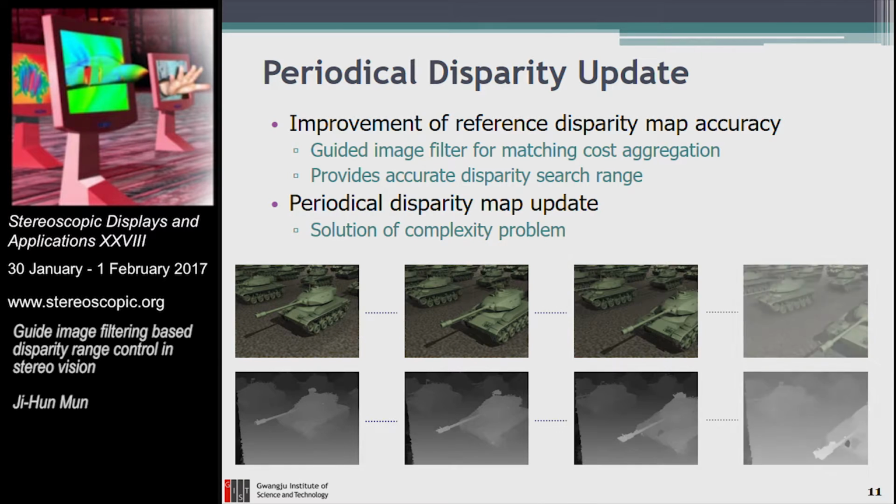The periodical disparity map update is indicated in these figures. If you apply periodic updating of the reference disparity map, then you can get an accurate disparity map as a reference disparity map. Because of this, you can generate a more accurate disparity map in the sequential stereo matching.